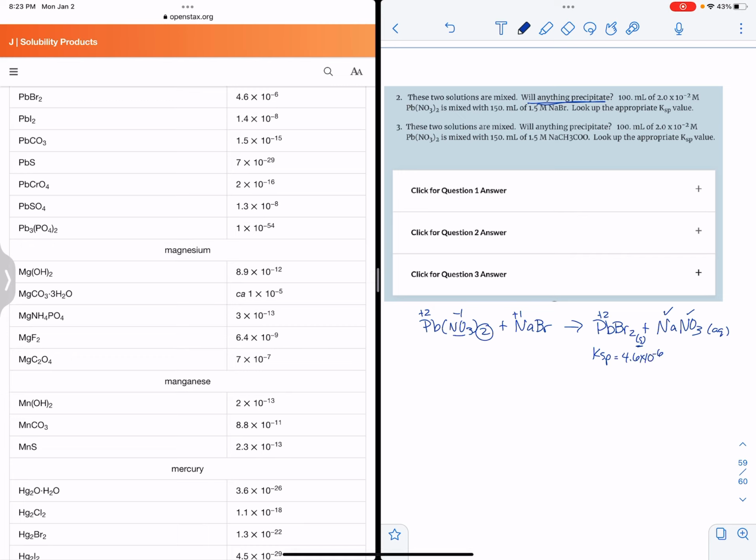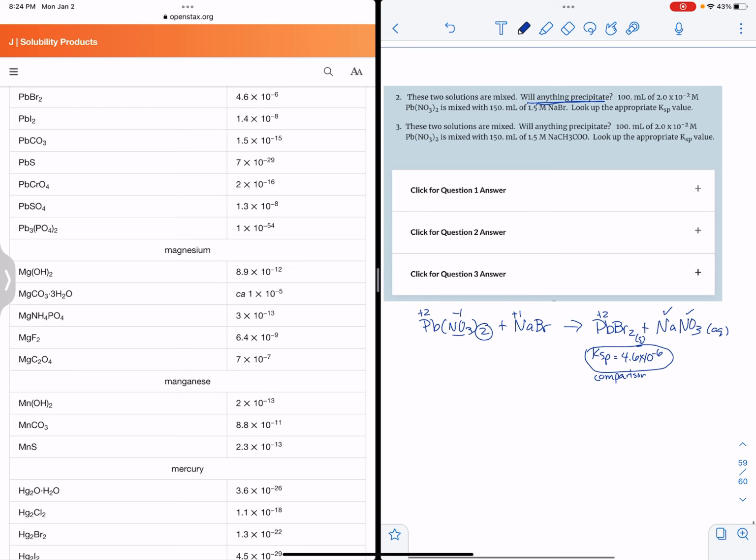Now, note, I'm only using this for comparison. I am not using this to do an ICE chart where I solve for x and stuff like that. I'm doing something a little different with how I'm solving for that.